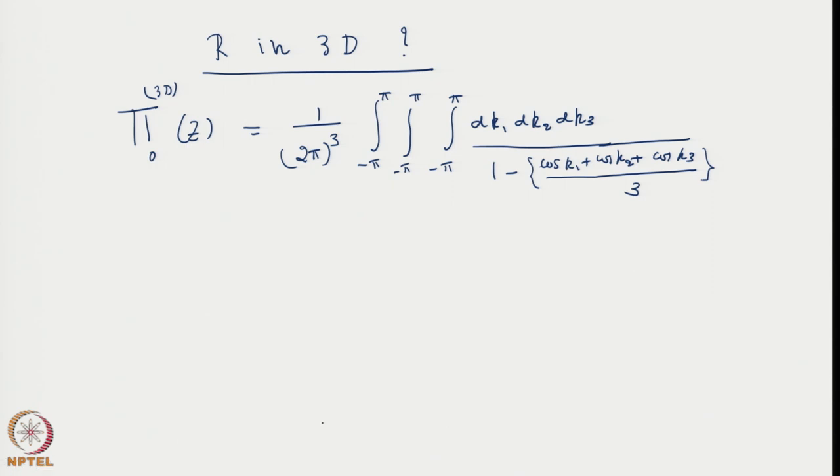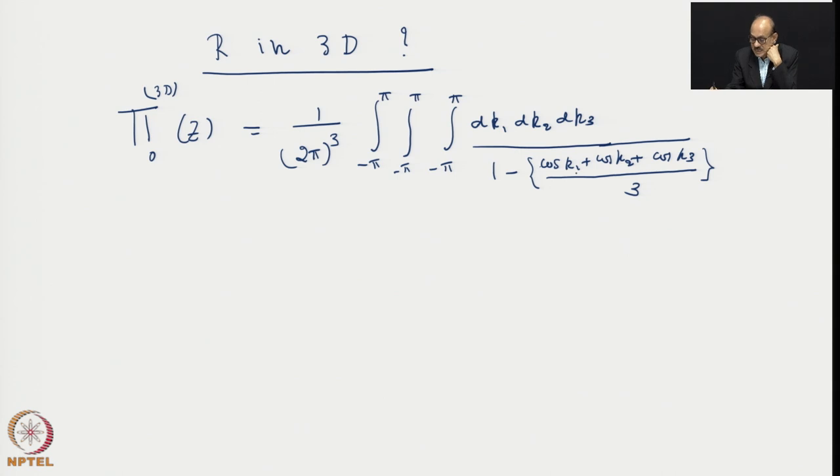Now, it is interesting to know whether this will have a singularity or not. If you look from the Cartesian perspective, when k1 equal to 0, k2 equal to 0, k3 equal to 0, that is at the origin, 1 plus 1 plus 1 by 3 is going to be 1, so 1 minus 1 is going to be once again 0, and hence there is a singularity in the denominator. And from the experience we gained so far, that singularity will have a form of k1 square plus k2 square plus k3 square type.